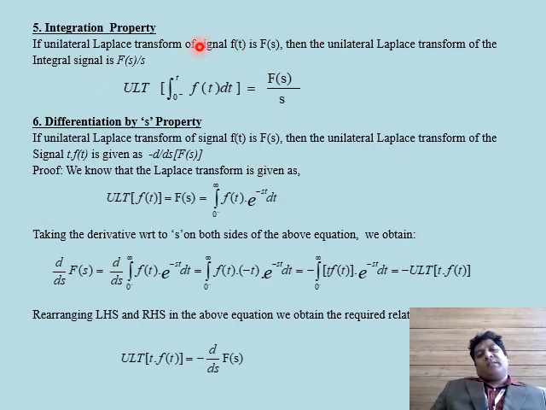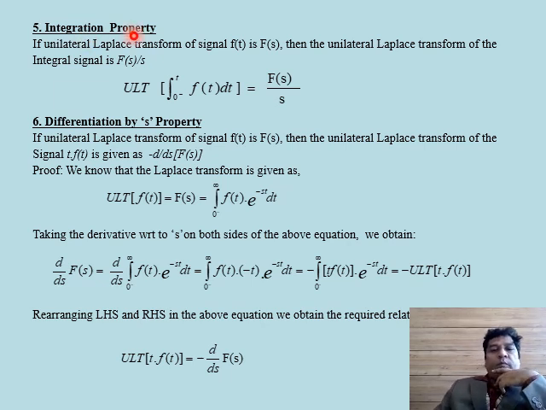Now we are going to discuss a little bit about the integration property. So if we calculate the unilateral Laplace transform of the integral of f(t) dt, that will be F(s)/s. Now here we are also discussing the differentiation by s property. So if we take the signal t times f(t), its Laplace transform will be minus d/ds of F(s).